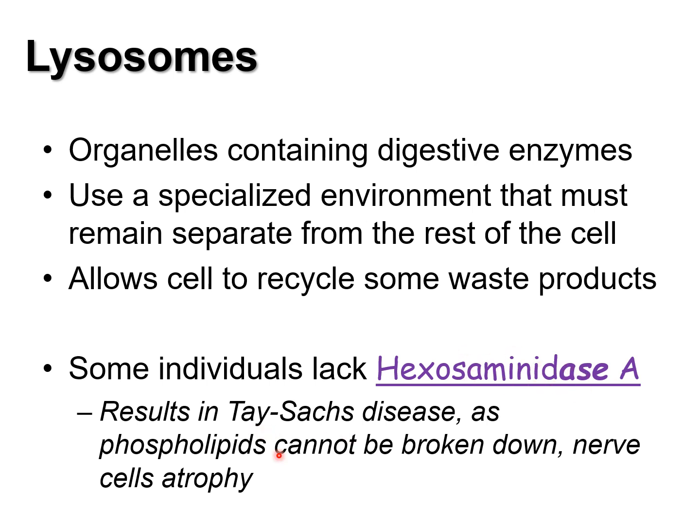What happens is you can't break down the phospholipids, and then that leads to either buildup of phospholipids and inflammation, or in the case of nerve cells, they can't function properly because they don't have the right amount of lipids, and they begin to atrophy and die back themselves.